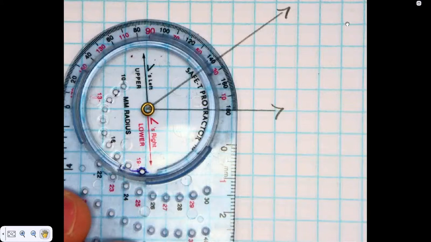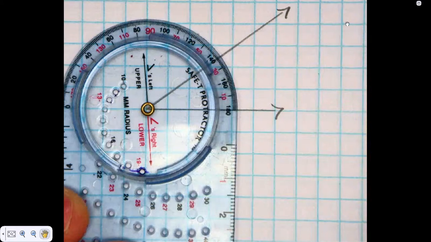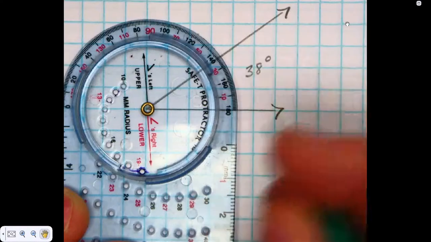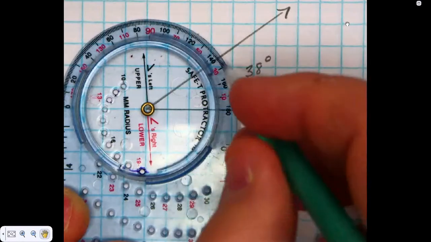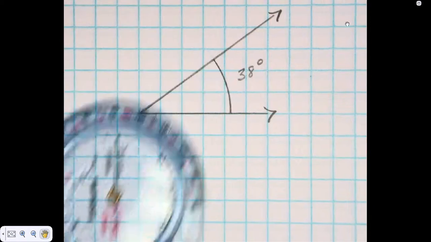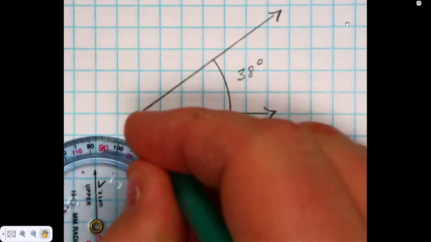Anybody? It's really close to 40 degrees. That's not quite 40, so it's what, 38 degrees? Okay. Now, what did I measure that on? On a what? Circle, right?